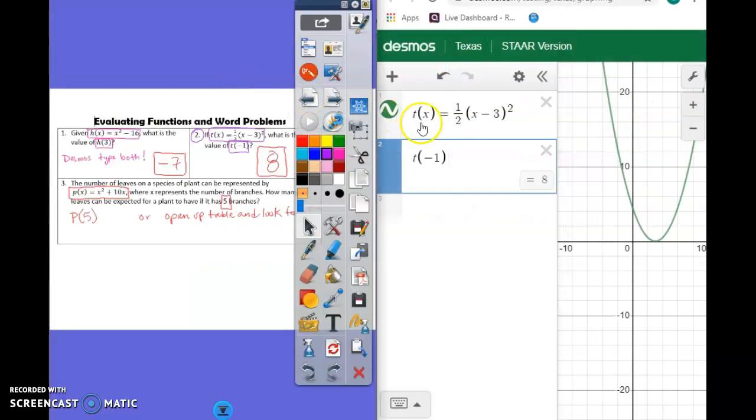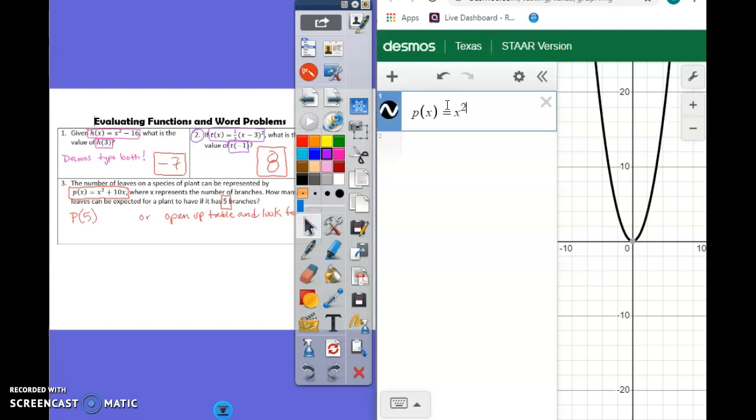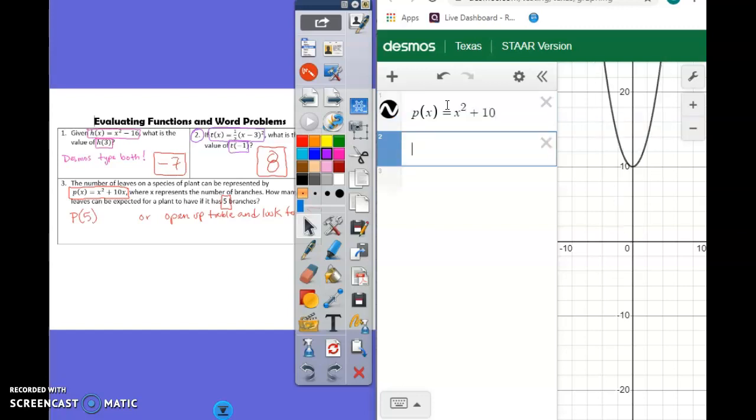So here we go. I'm typing it in Desmos. It's going to be P of x equals x squared plus 10. And then we can type P of 5. Okay? Now, let's say you didn't know how to do that.